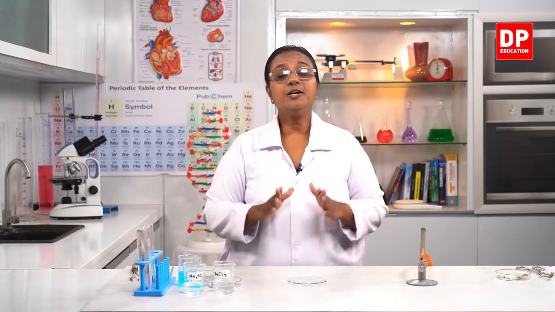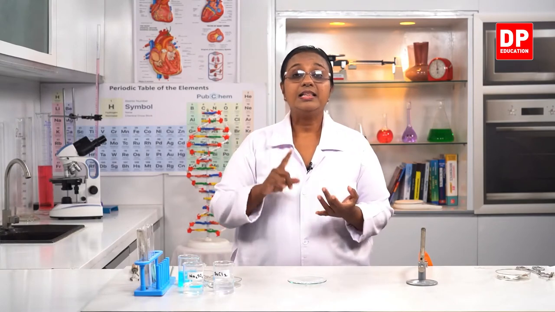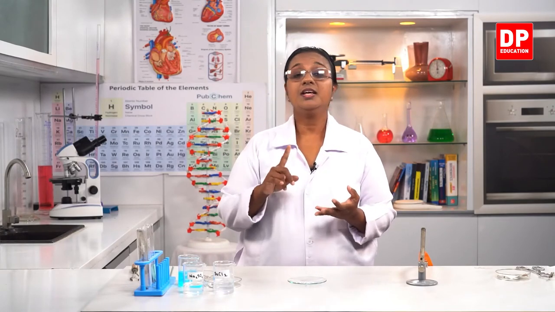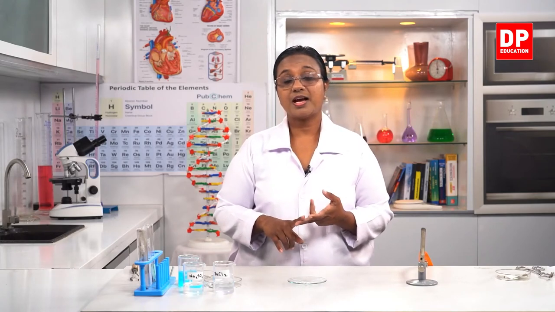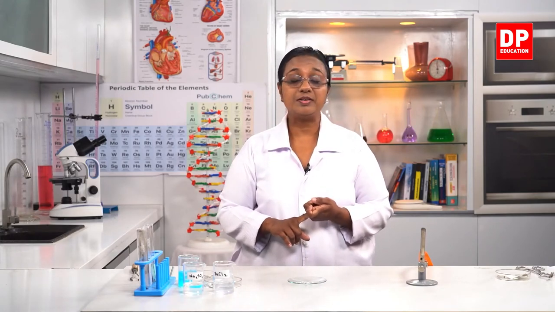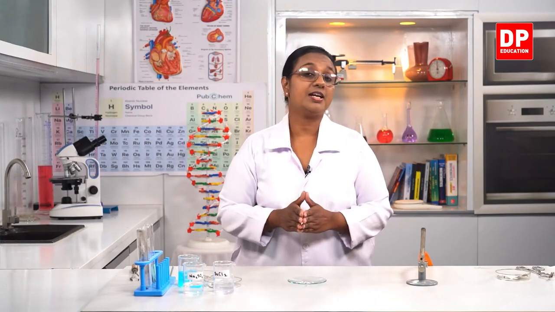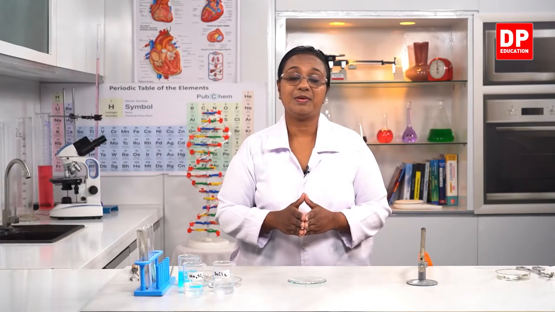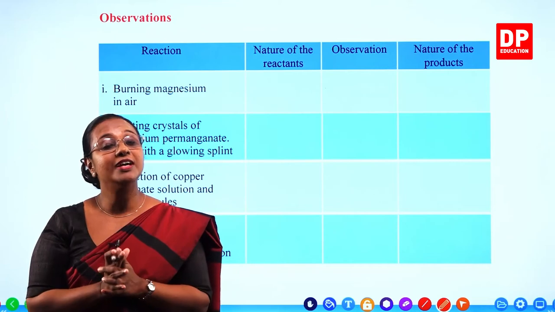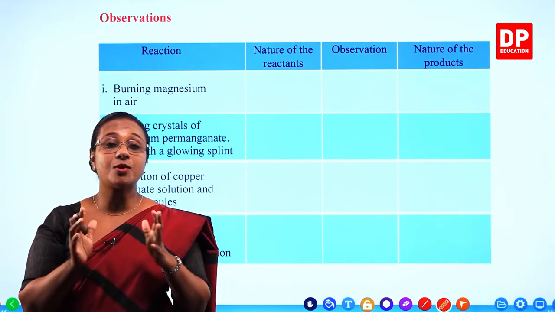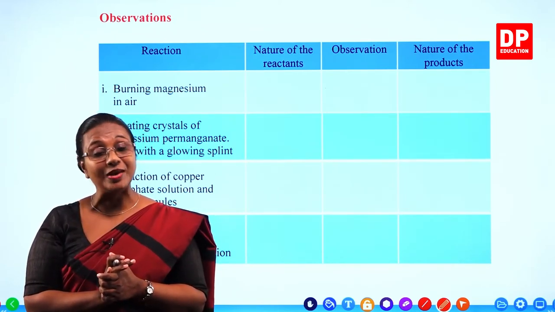So those are the four different types of chemical changes taking place: the chemical combination reaction, chemical decomposition reaction, single displacement reaction and double displacement reaction. So I'm sure now you all can understand the four different types of chemical changes taking place. Okay students, I'm sure you all were able to observe all the reactions very clearly.